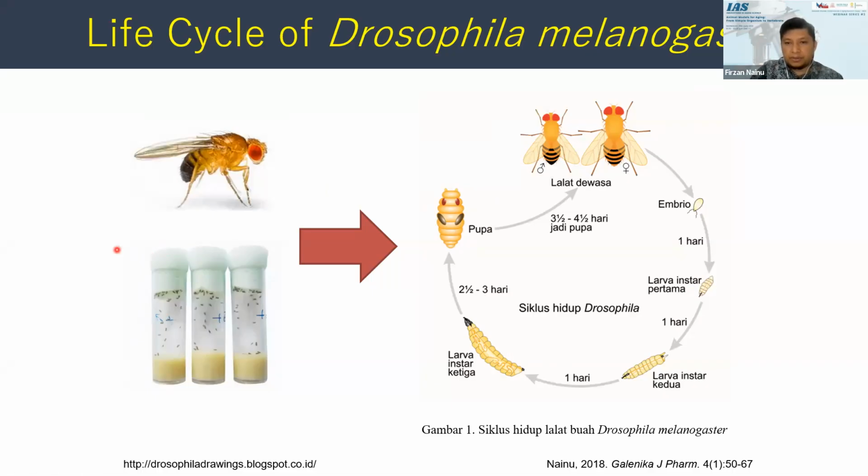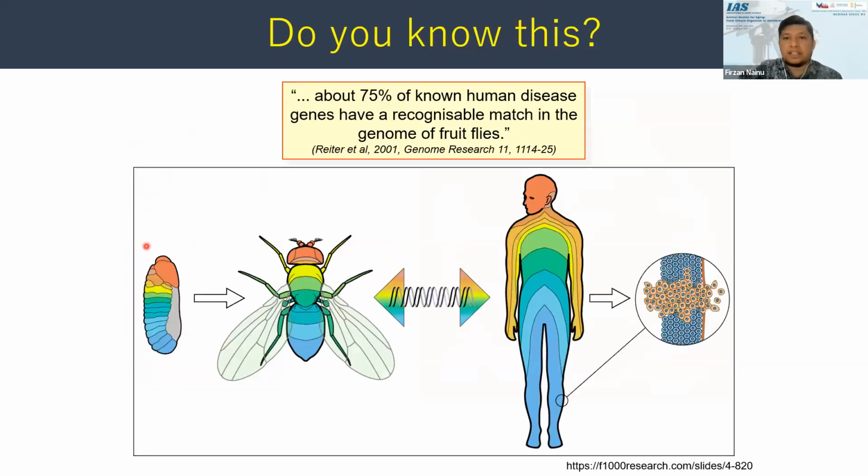Okay, so in 10 to 12 days, we can have around 50 offspring from one female. So it's really large. We can only have three vials of this, and we can have hundreds of new offspring in only one day. And what is particularly interesting is that 75% of known human disease genes actually have a recognizable match in the genome of fruit flies.